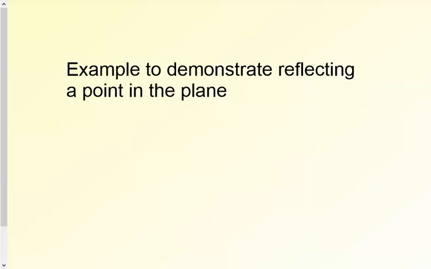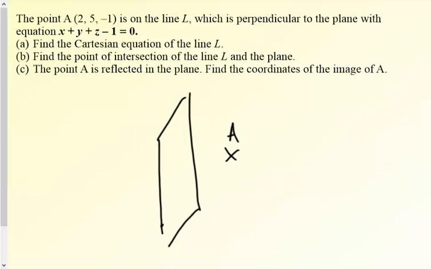I'm going to show you an example here to demonstrate reflecting a point in a plane. So here's the question. We've got a plane there and we've got a point here, A, and what we've got to do is find the coordinates of a point on the other side of the plane, so when it's been reflected. Now, this question is nicely set up. It's not just given to you like that.